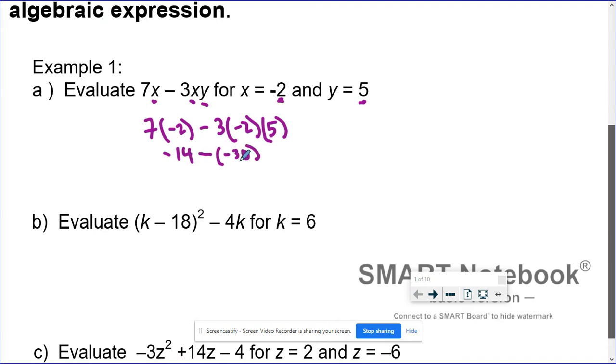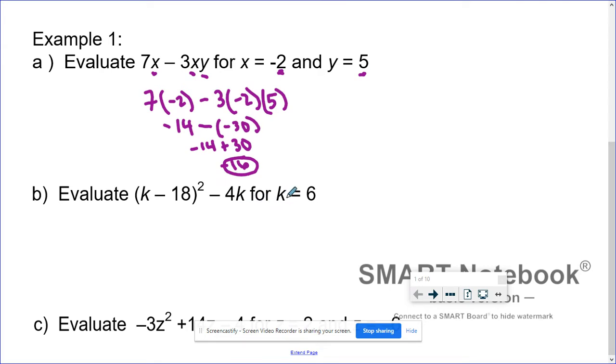-14 minus -30. Now I can do subtraction. I'm actually going to turn that into addition. Subtracting a negative is adding. And you end up with -16. All right.